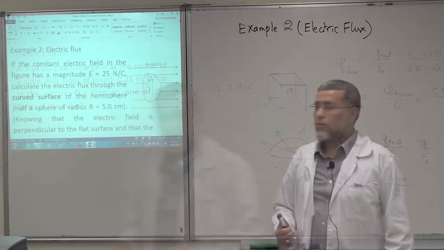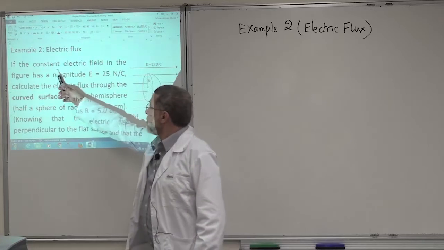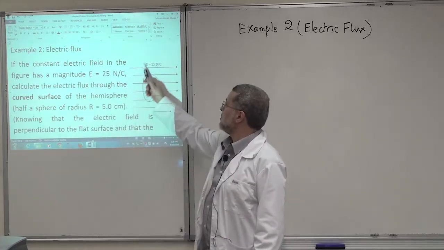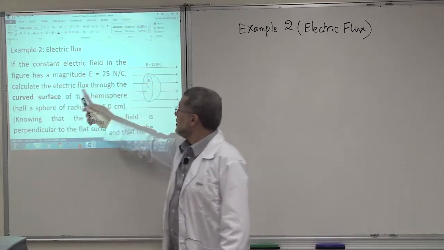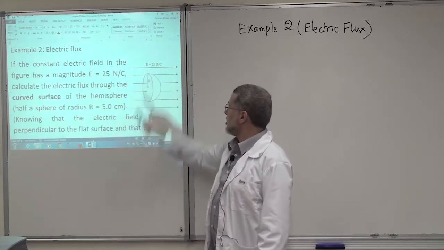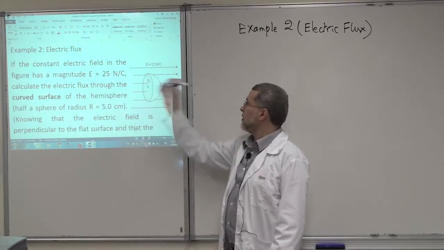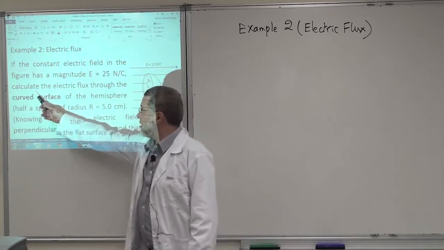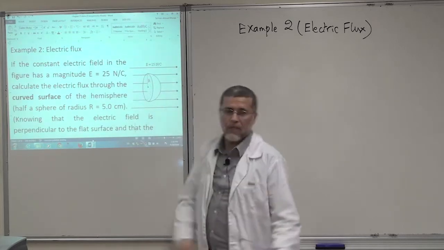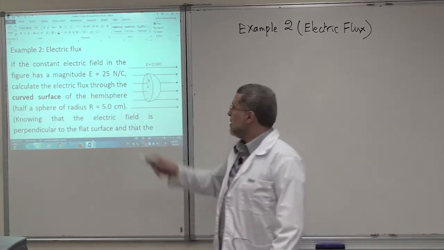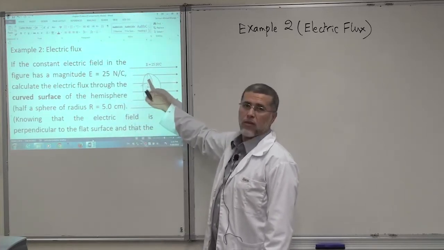So this is another example about the electric flux. It says the constant electric field, 25 Newton per Coulomb, is a constant number, the magnitude of the electric field, and the direction is indicated by the arrows, to the right. You're asked to calculate the electric flux through the curved surface of the hemisphere. Remember I gave you the example of the hemisphere a few minutes ago? Now the electric field is coming from outside. There's no charge in the hemisphere itself.